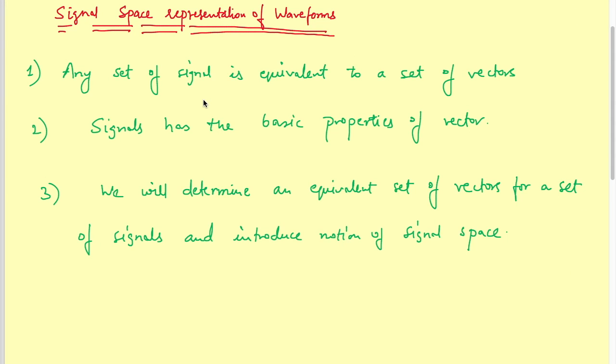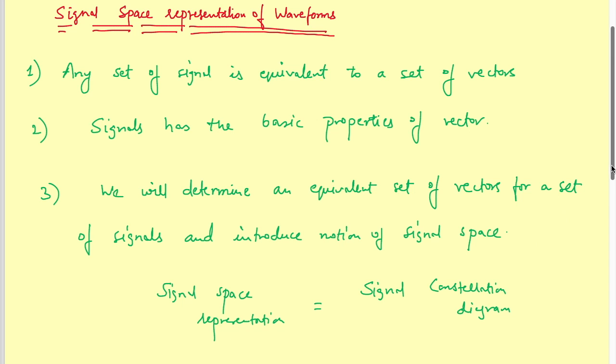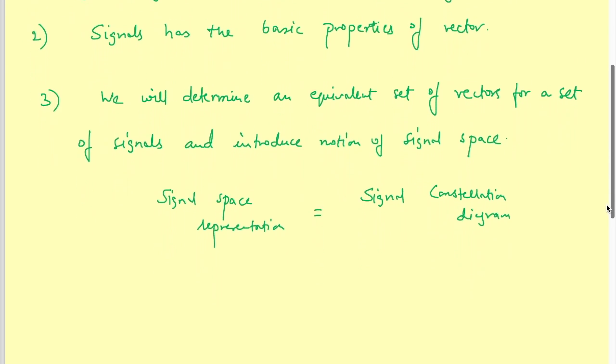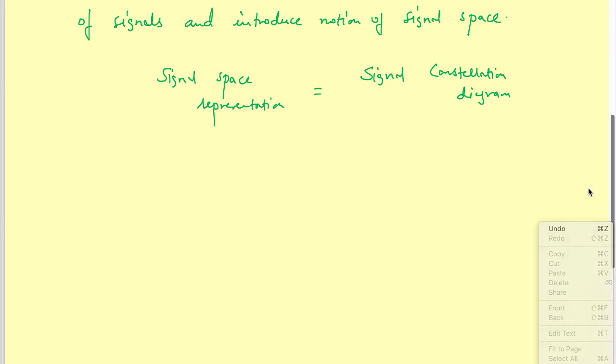What we will learn in this lecture is that any set of signals is equivalent to a set of vectors. Signals have the basic properties of vectors. We will determine an equivalent set of vectors for a set of signals and introduce the notion of signal space. Sometimes signal space representation is also termed as signal constellation diagram. What these three points mean, I will sum up in a single formula and you will get the feel of it.